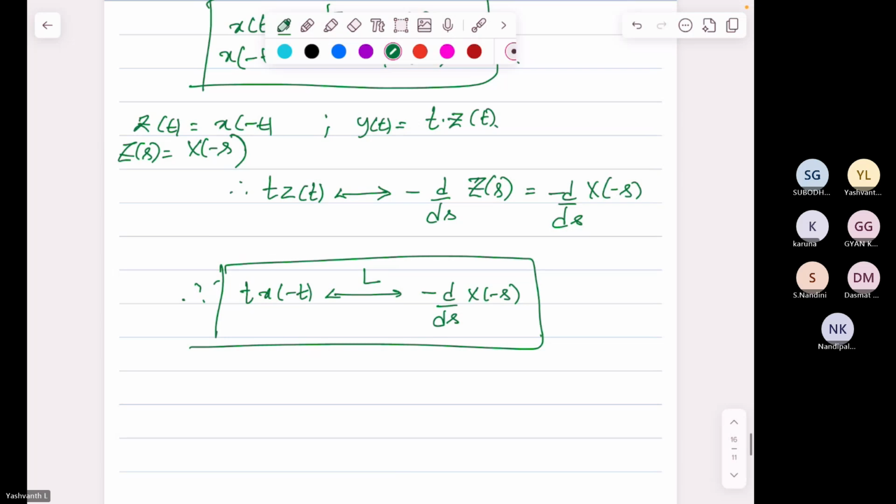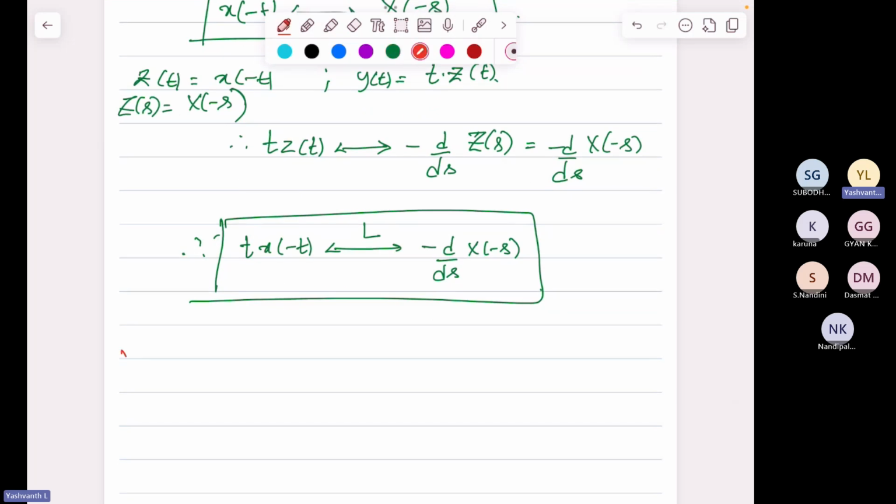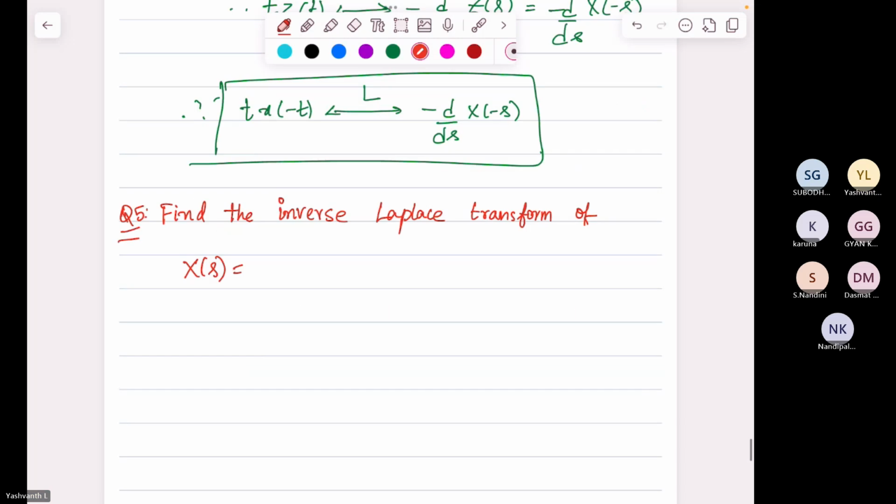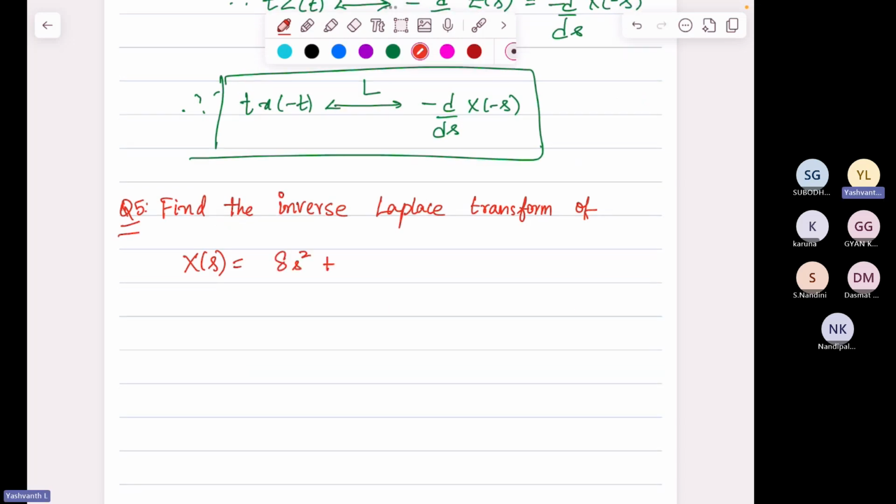Next question. Find the inverse Laplace transform of x of s equal to 8s squared plus 11s over s plus 2 into s plus 1 whole cube, and the ROC is real part of s greater than minus 1.